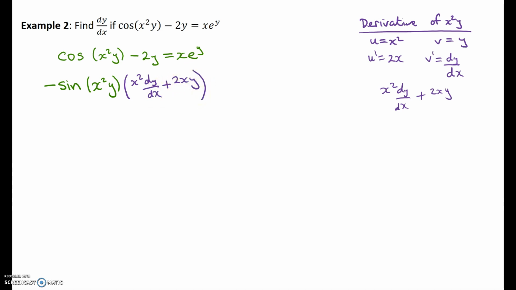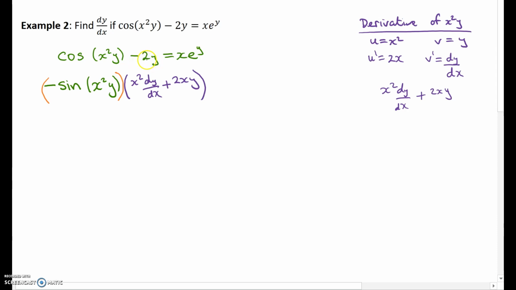Okay, and maybe for clarity, we should indicate that this is going to be multiplied by the negative sine of x squared y. Otherwise, if we didn't have those orange parentheses around the negative sign, somebody might think, looking at this, that it was negative sine of just x squared y times x squared dy dx plus 2xy. But it's not. You have to find the sine first, and then the sine gets multiplied by what's in purple parentheses.